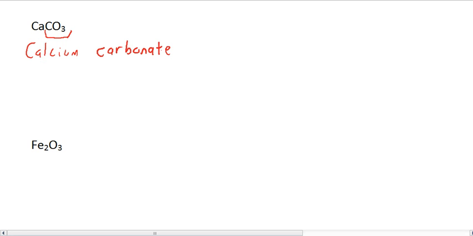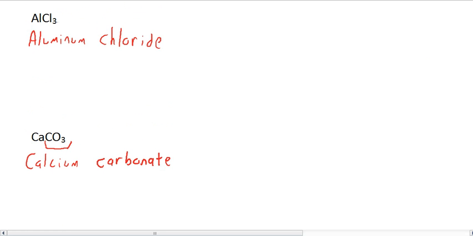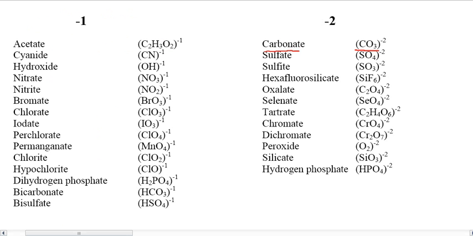Never change the ending of a polyatomic ion. In the first example, we had chlorine and we turned it into chloride. We do that with something from the periodic table. Don't do that with a polyatomic ion. If you look at the list and it says carbonate, it's carbonate. You would not change that to carbonide.